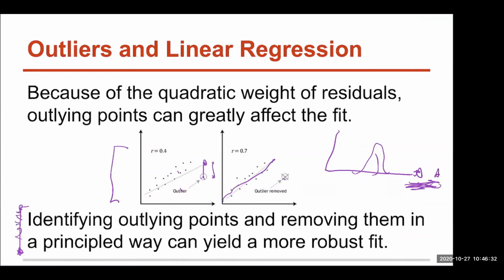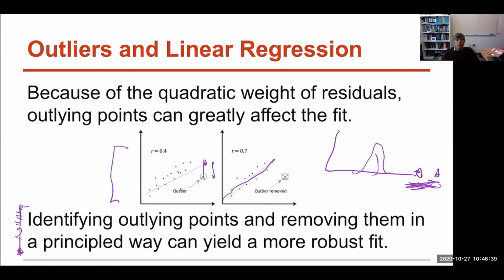If instead of using least squares, you just use least absolute values, could you mitigate the problem of outliers entirely? Okay, so we will talk about regularization.